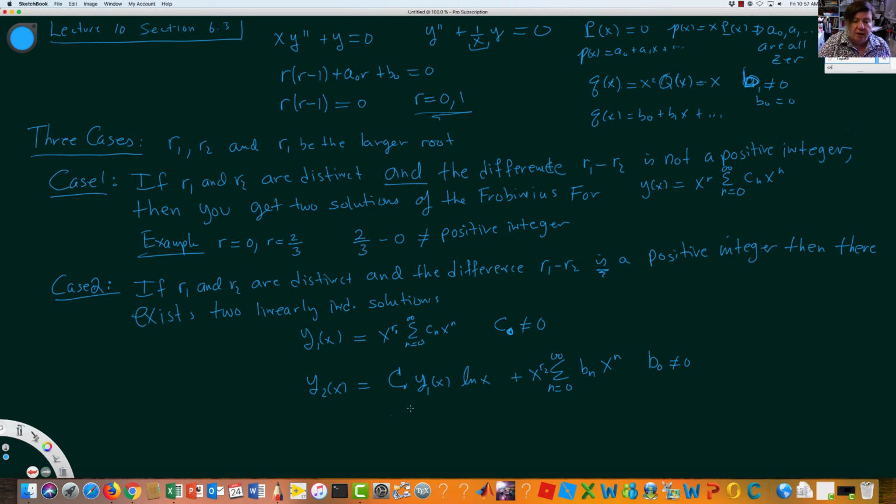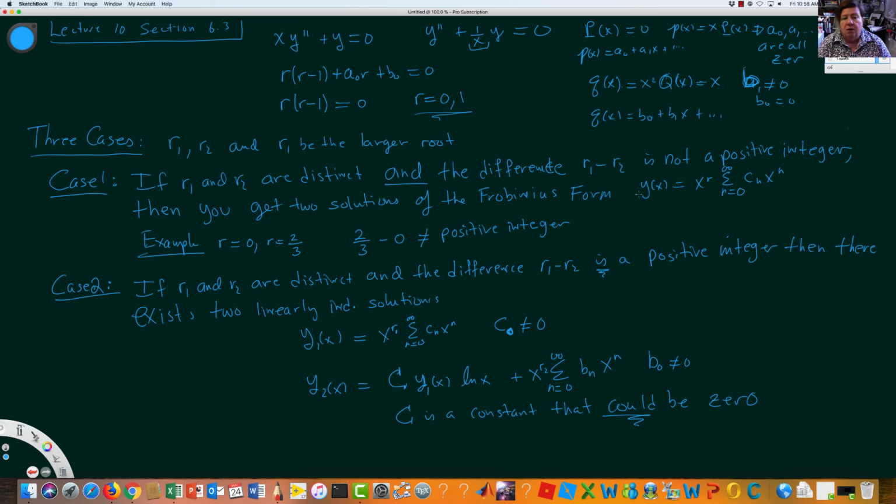So here's the weird little caveat. C is a constant that could be 0. So this is a weird case. In the case where r1 minus r2 is not a positive integer, we definitely get two Frobenius form equations, so two linearly independent Frobenius series type equations, like we saw in our example.